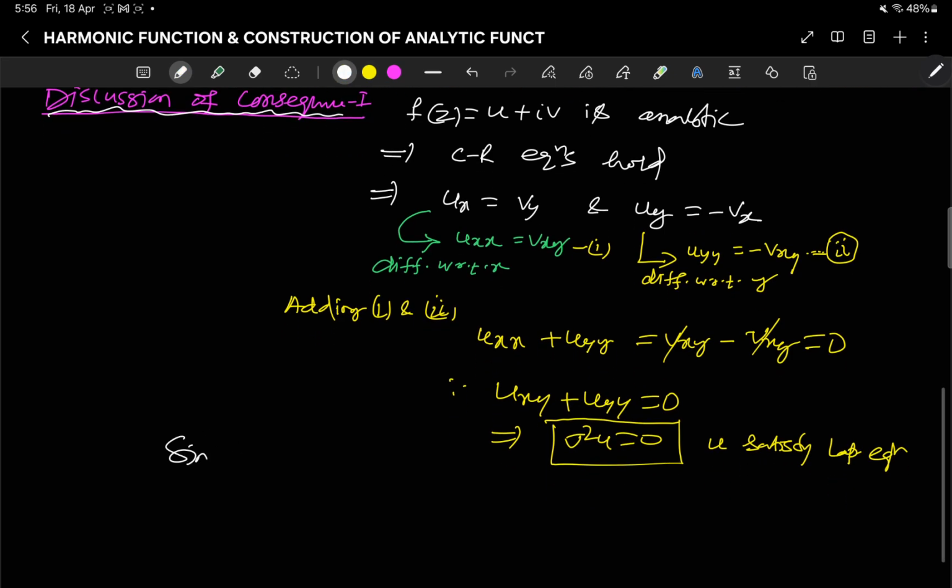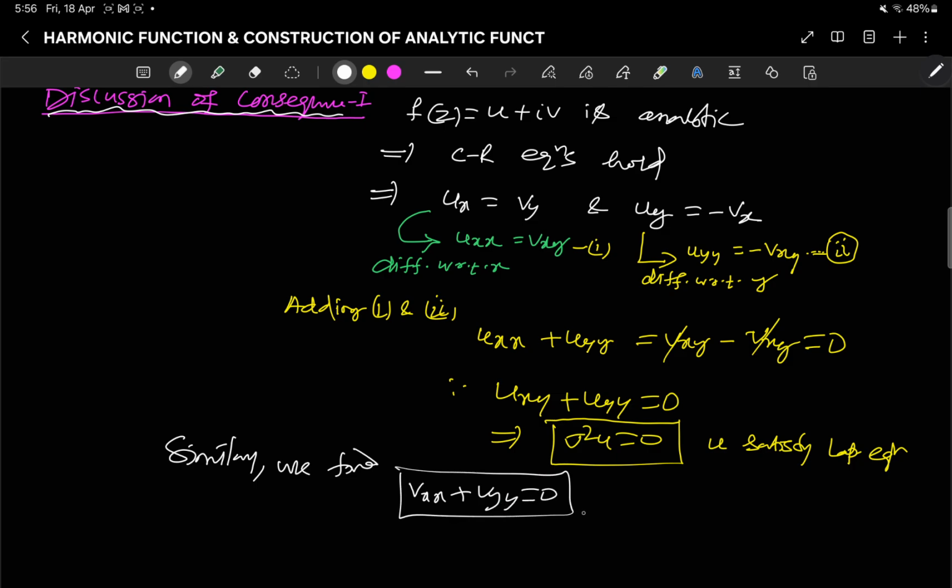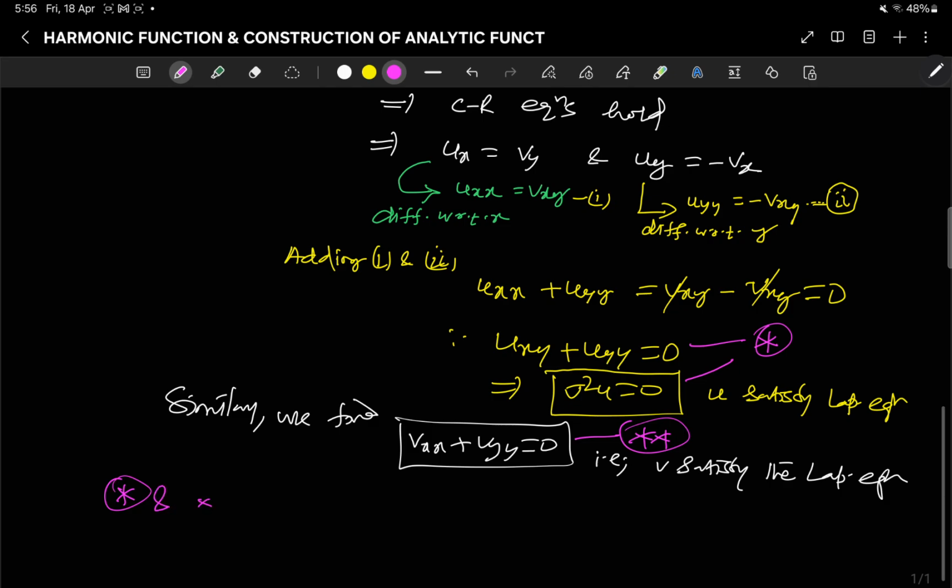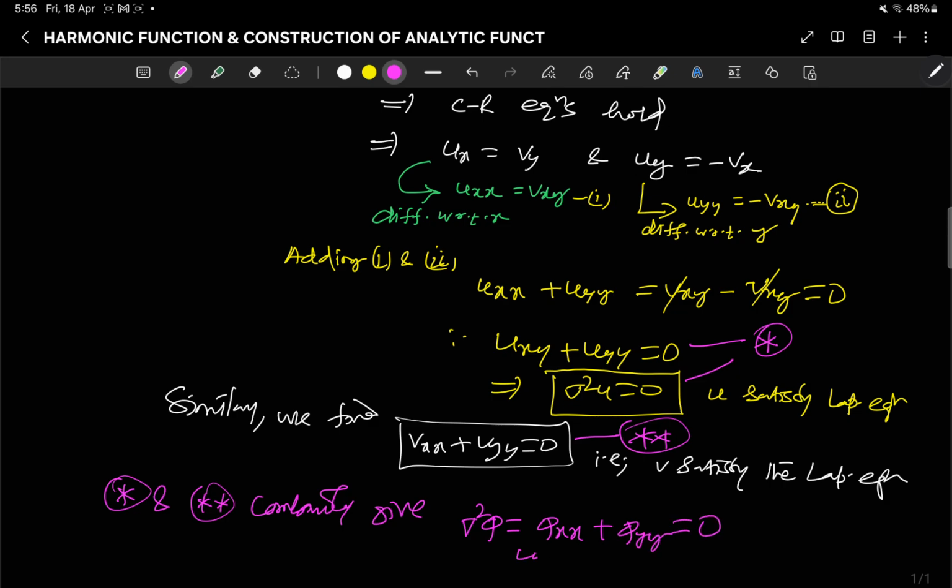Likewise, similarly we find v_xx plus v_yy is equal to 0. So v satisfies the Laplace equation. Now if you mark, this is my star and this is my double star. Star and double star combined give del square phi is equal to phi_xx plus phi_yy is equal to 0, which is the Laplace equation in general.